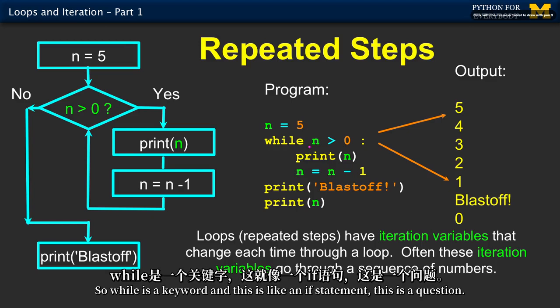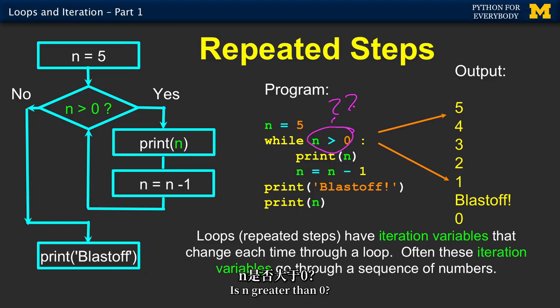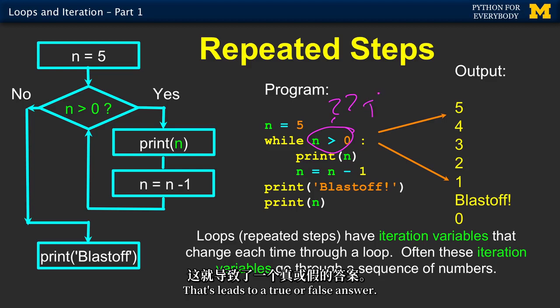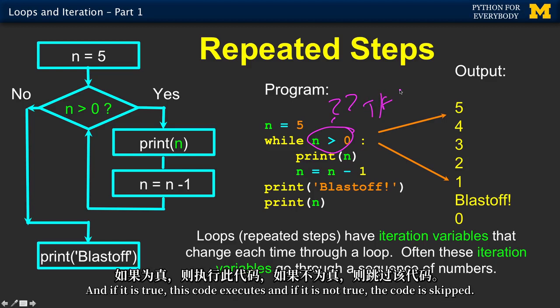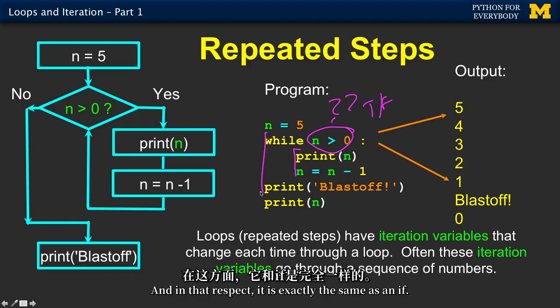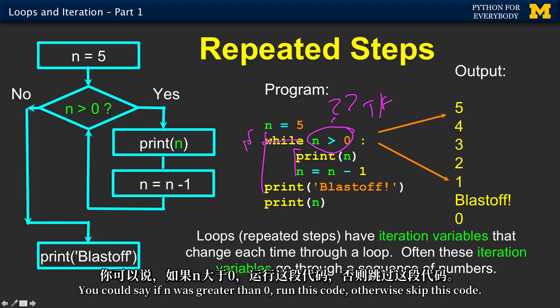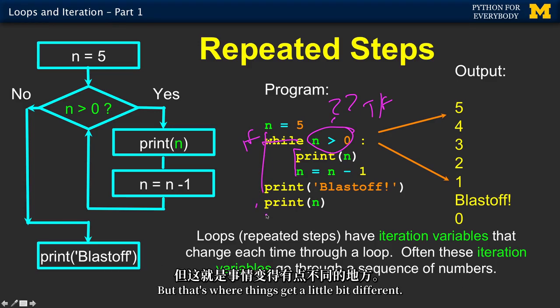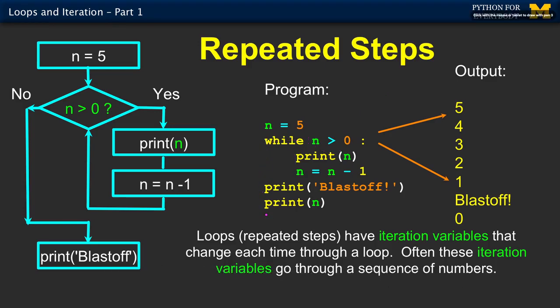So while is a keyword, and this is like an if statement. This is a question. Is n greater than zero? That leads to a true or a false answer. And if it is true, this code executes. If it is not true, the code is skipped. And in that respect, it is exactly the same as an if. You could say, if n was greater than zero, run this code, otherwise skip this code. But that's where things get a little bit different.